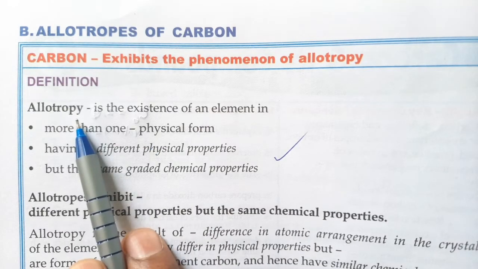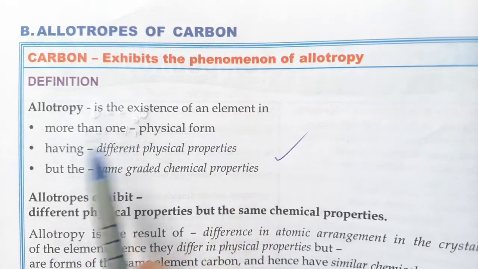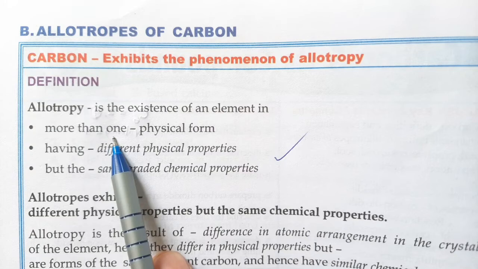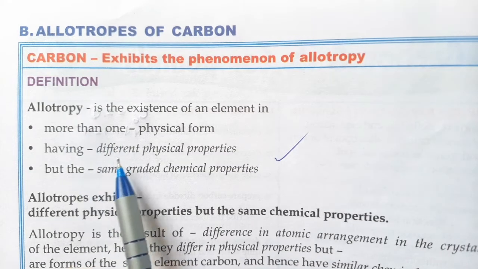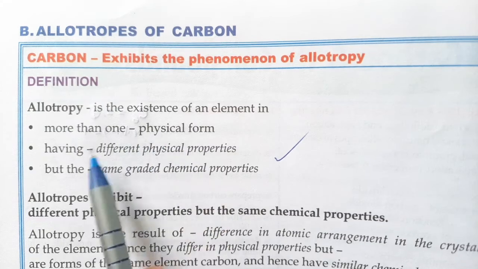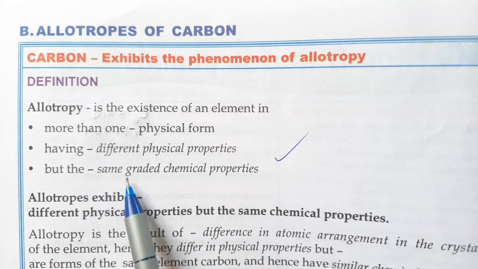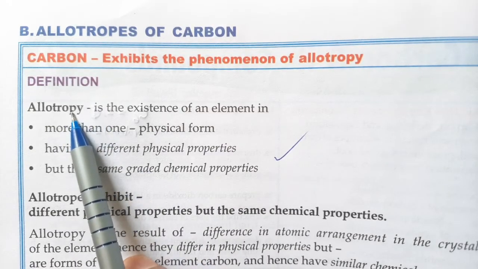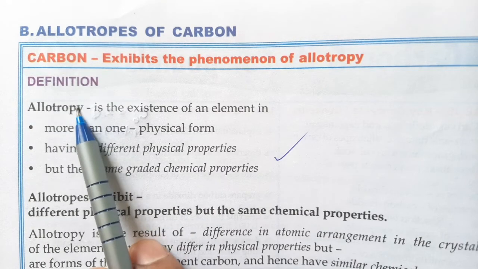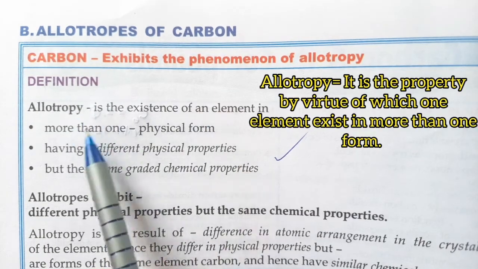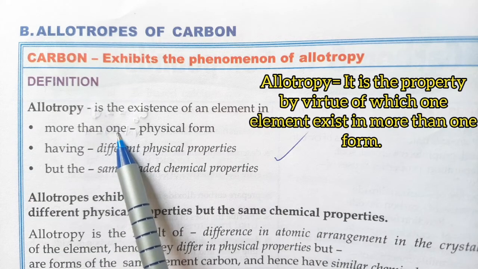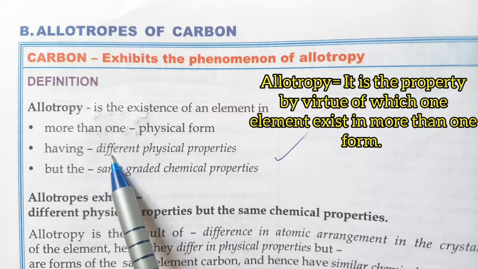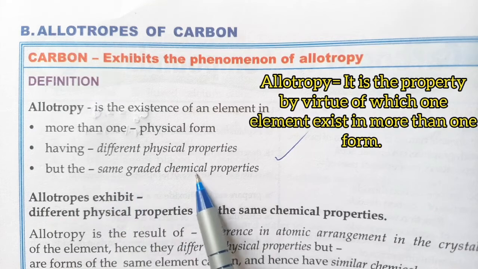So, allotropy is the existence of an element in more than one form. When an element exists in more than one form, that property is known by the name allotropy. In one form, it has different physical properties but the same chemical property. You can say allotropy is a property by virtue of which one element can exist in more than one form, in which those forms will have different physical properties, but they show the same chemical properties.